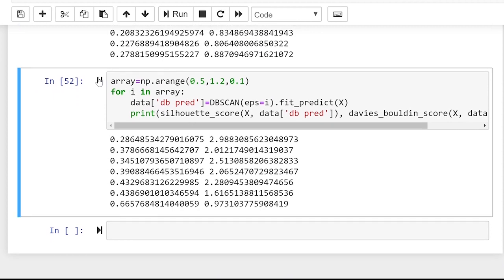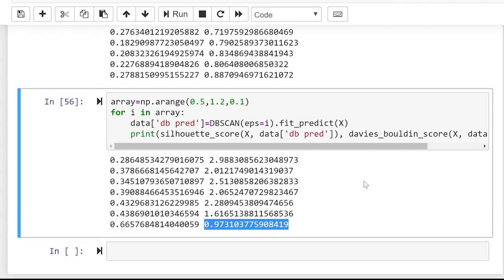So when we check DBSCAN, we are defining radius with numbers starting from 0.5 to 1.1 with an increment of 0.1. Silhouette score is the highest, the best, for the last one, and the Davies-Bouldin score is the lowest, the best, for this one. So when I pick EPS as 1.1, it gives me the best clusters, the best number of clusters.